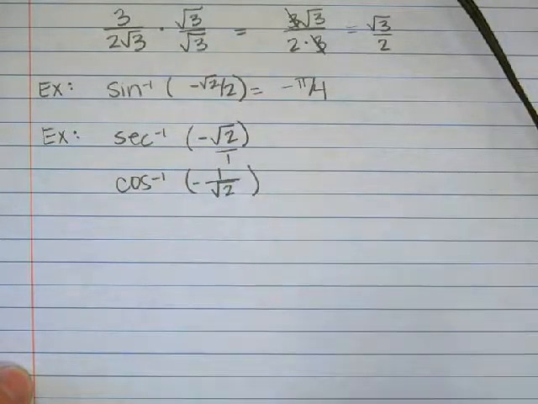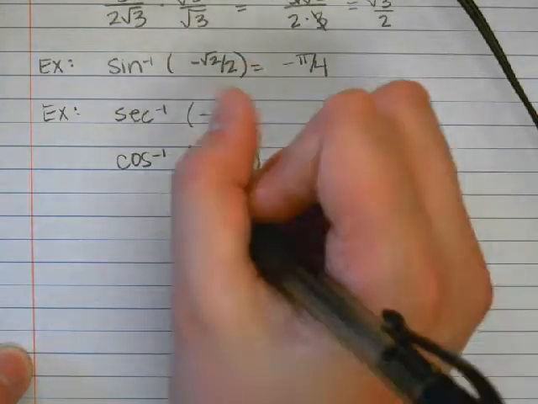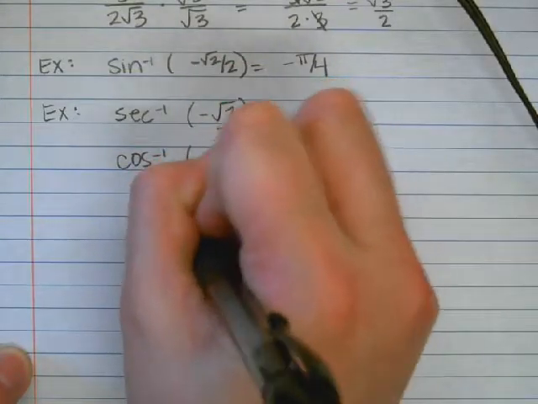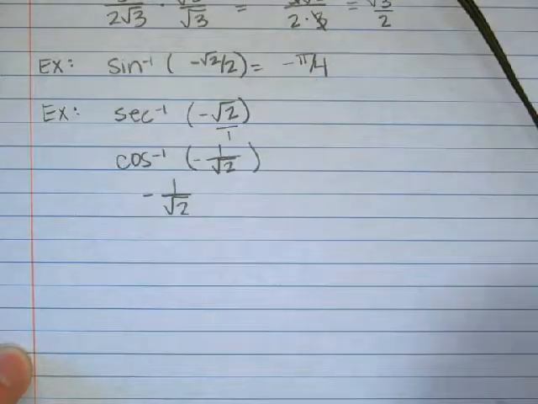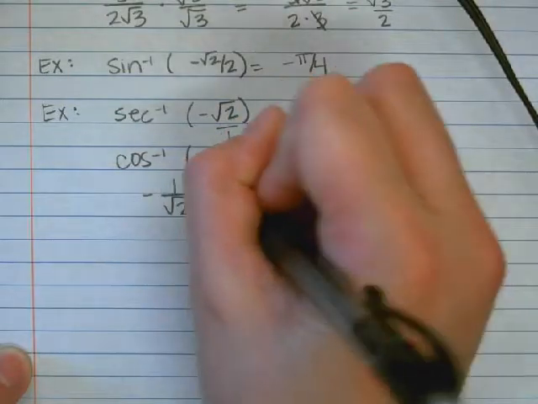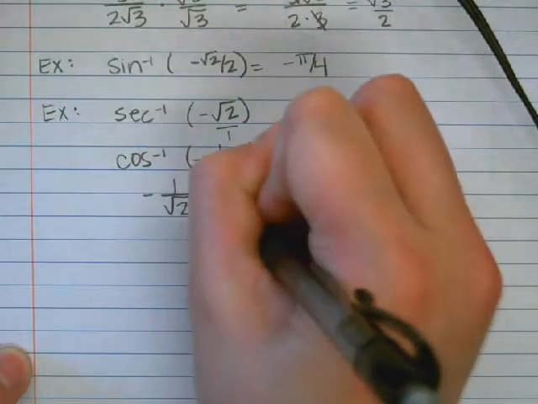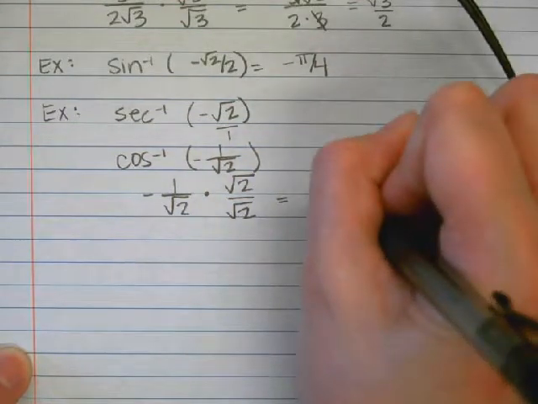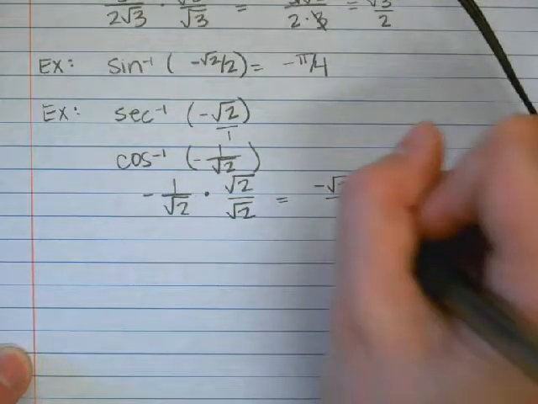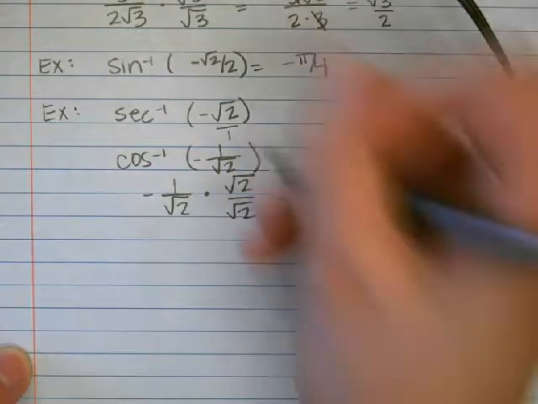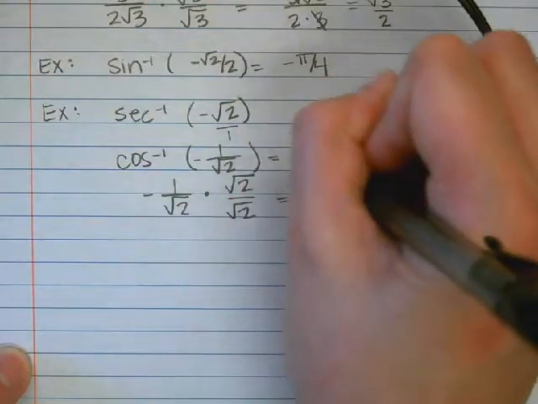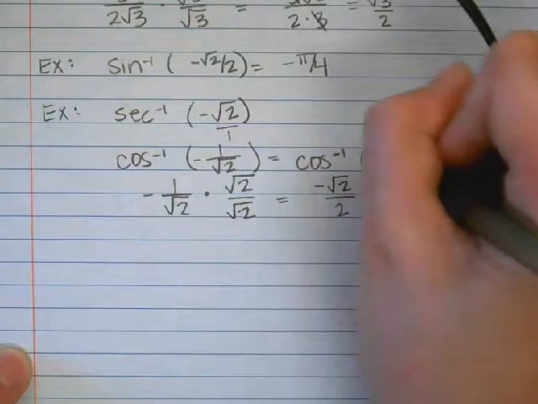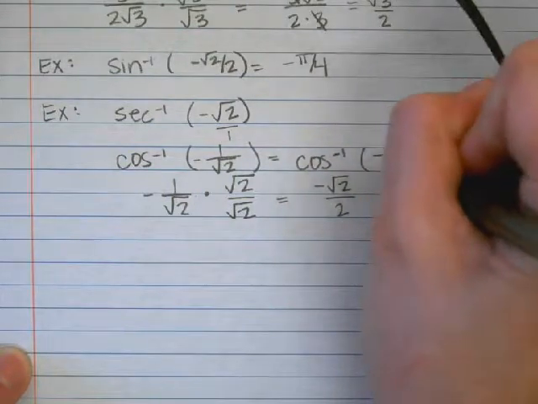And again, that's not what I'm going to see on the unit circle, so I'm going to take 1 over square root of 2, I'm keeping the negative sign in the front, and I'm going to multiply this by square root of 2 over square root of 2, and that gives me negative square root 2 on top, and just 2 on the bottom. So this evaluation is really saying, please evaluate cos inverse of negative square root of 2 over 2.